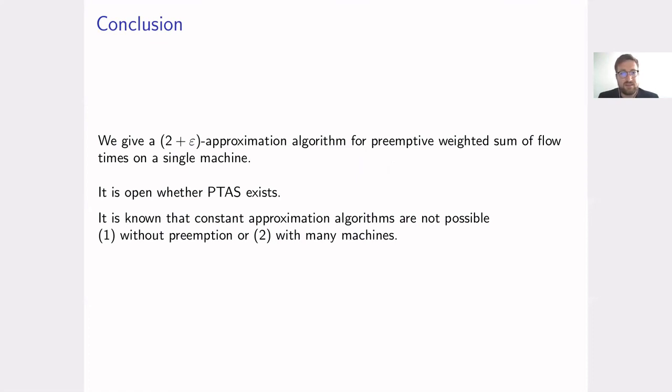On the other hand, it is also known that you need to allow preemptions. If you do not allow preemptions, then there's no constant approximation. And also, if you have many machines, you can also not get a constant approximation, at least if the number of machines is part of the input.